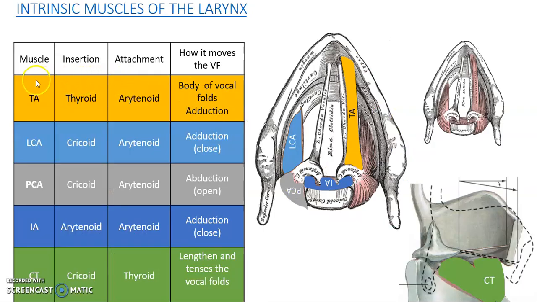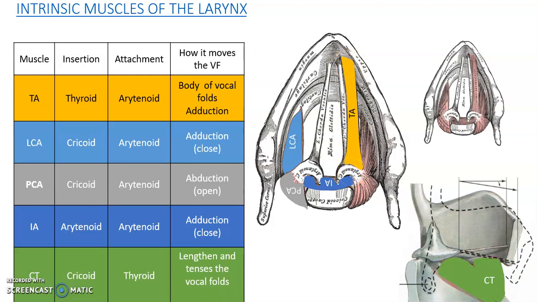There are intrinsic and extrinsic muscles of the larynx. We really only focus on the intrinsic muscles because extrinsic muscles are very delicate and difficult to understand in their role, but we know that they do play a role. We have the thyroarytenoid muscle, and it forms the body of the vocal folds and is responsible for adduction or closing the vocal folds. If we look over here, it's the one that goes from the front, from the thyroid, back to the arytenoid.